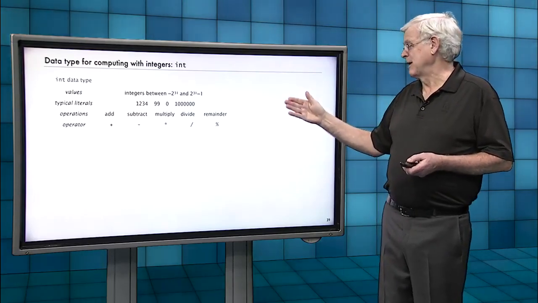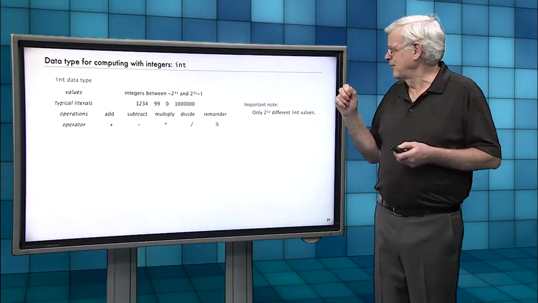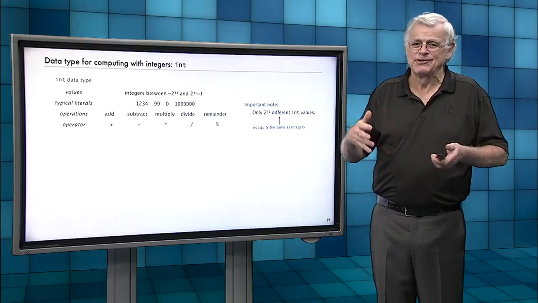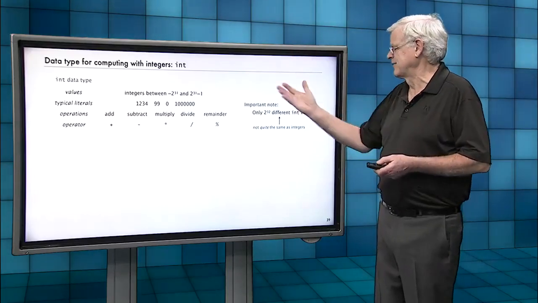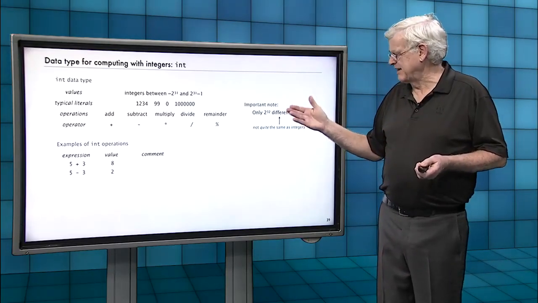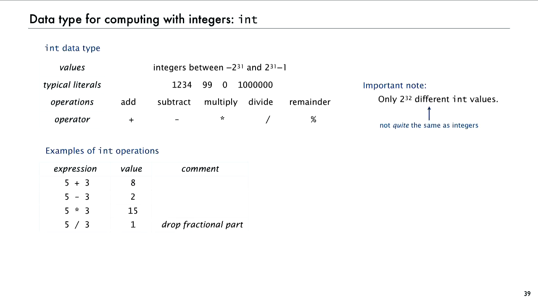Now operations: add, subtract, multiply, divide, and remainder. Again, there's only 2^32 different int values, so they're not quite the same as real integers, which could be bigger than that. But for many purposes, they're useful enough. We can add two integers, subtract them, multiply them. If we divide two integers, we drop the fractional part so that the result is an integer. If you take the remainder, you get the remainder of the division, or the mod operation.